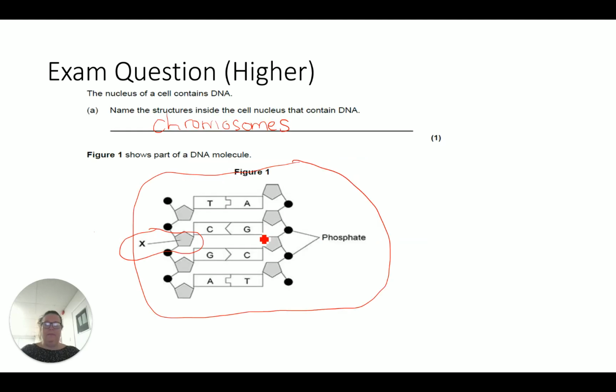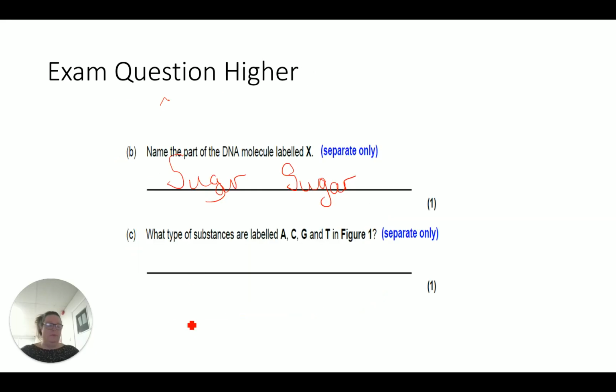What type of substances are labelled A, C, G and T in the figure? So let's go back and have a look. Now, you can probably do this without looking at it, but they are the bases. Okay, and they're there in the middle. So on our question here, we are going to put bases. All right, so very well done if you got that. Make sure you know all of the parts of the DNA structure. Make sure you know the phosphate, the base, which base pairs with which base, etc.